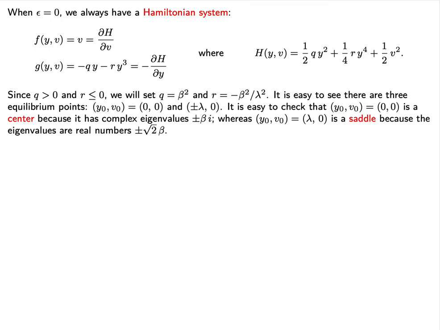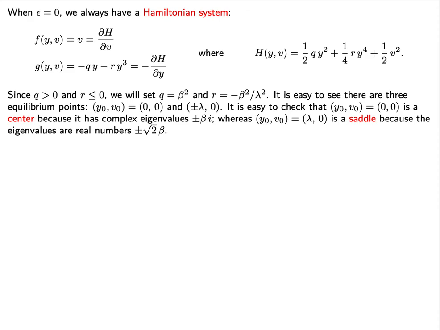Since q is assumed to be positive, remember our assumption that p squared minus 4q is negative, we can set q equal to beta squared. This is exactly the same situation we just dealt with a few moments ago with the forced harmonic oscillator. Let's also denote r as equal to negative beta squared divided by lambda squared for some lambda. We'll write it this way to see that there now must be three equilibrium points for our system, namely the origin and plus or minus lambda, comma, zero.